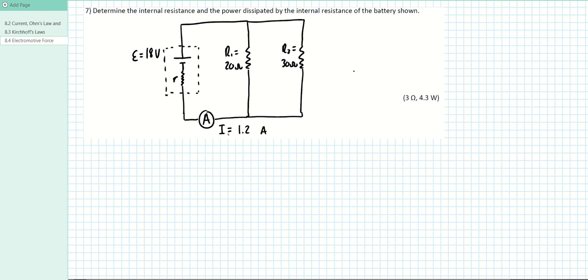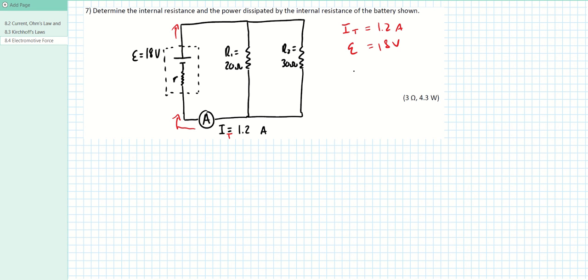This is our I total, because you can see that this is the current that's going to flow into the battery and then come out on this side. So you know your I total, which is 1.2 amps, and you know your EMF, which is 18 volts. So we're trying to find the value for the internal resistance as well as the power dissipated by that internal resistor of the battery.